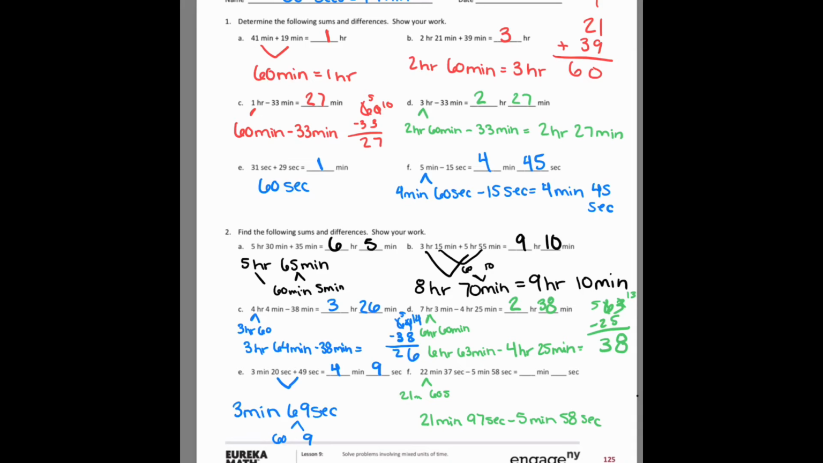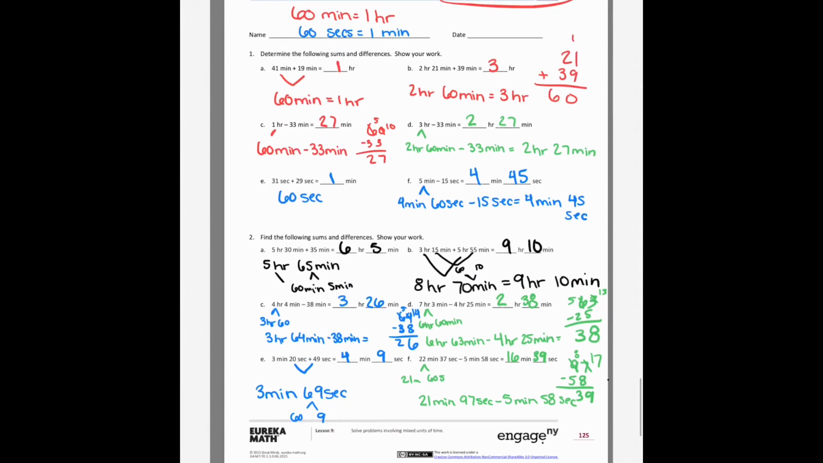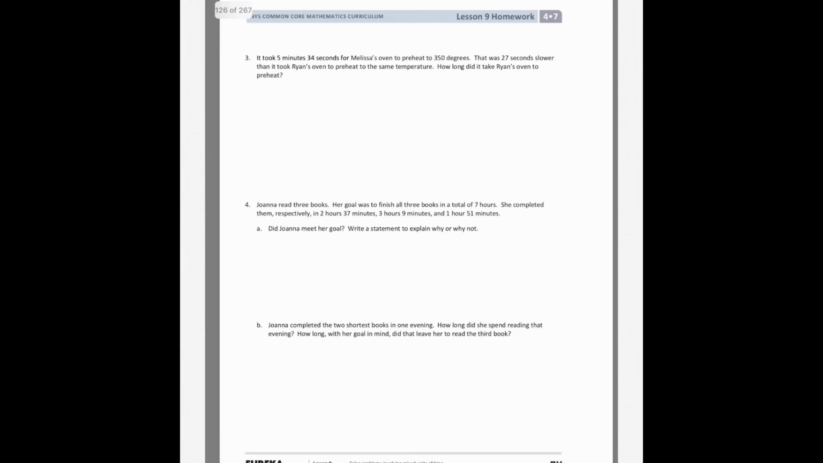And when I do that, I'm going to say 21 minus 5 will leave me with 16 minutes. And those 97 seconds minus those 58 seconds, when we subtract, should give us 39 seconds. So 16 minutes and 39 seconds. Okay, let's look at the next page. We've got 3 word problems here. So we have number 3.